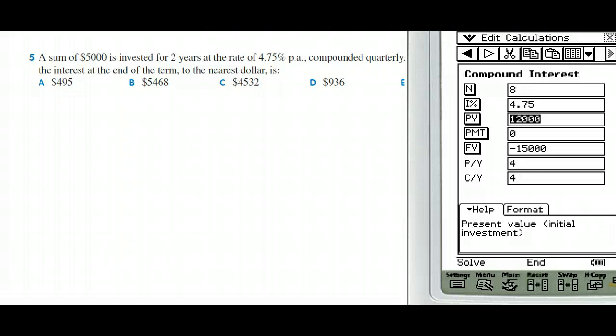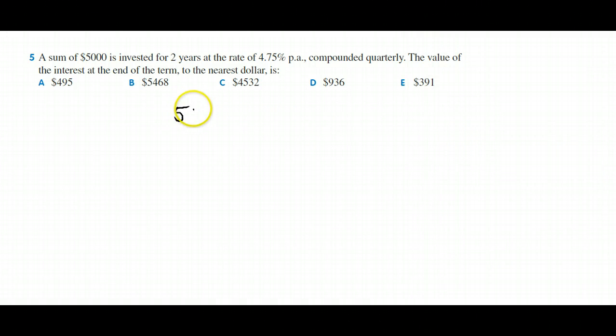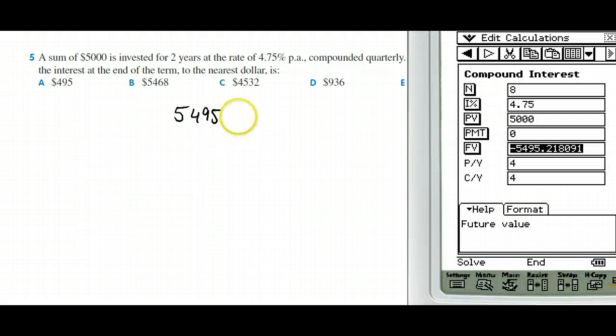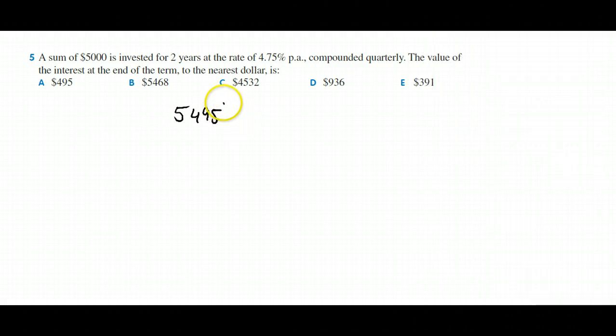The present value is 5,000. That's always 0. And the future value is what we're trying to calculate. And this is already set to 4 times per year, which is what we want for compounding quarterly. So we've just got to calculate FV, and it says it's going to be $5,495. So that's going to be the future value.